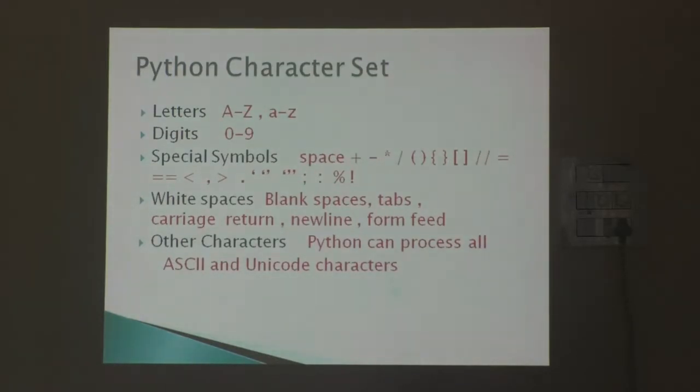So what all the character sets are included in Python? Letters, digits, special symbols, then white spaces, then other characters. Okay? Here the letters include small a to z, then capital A to Z. Then digits include 0 through 9.